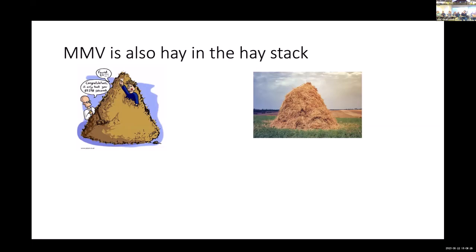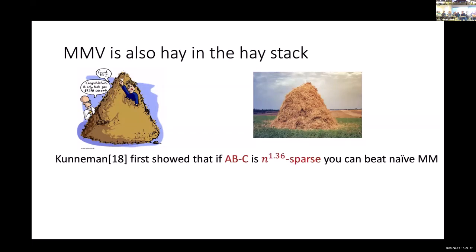Because I have to find where they disagree. This seems like a naturally harder case to solve. What we're saying is that the opposite is true. The hardest case, the case we don't know how to solve, is where they disagree on many points. We're not the first people to point this out. Künnemann kind of showed this first in 2018, where he said that if my matrix has n to the 1.36 sparsity, then I can detect this.